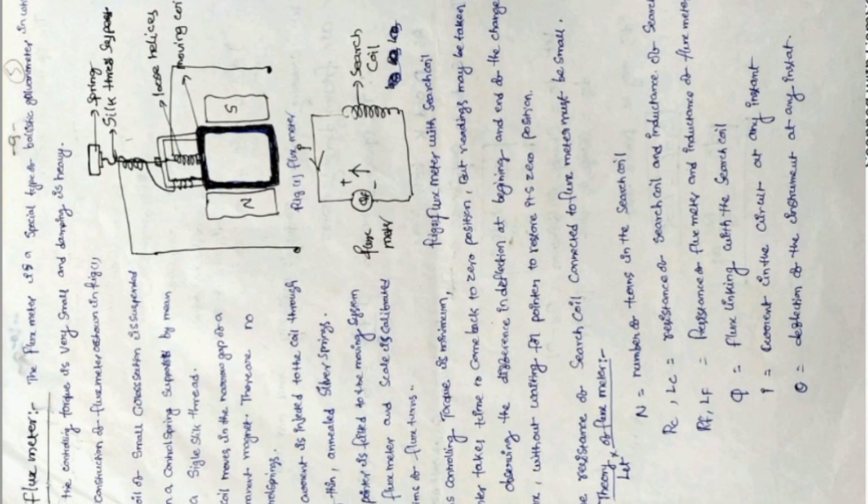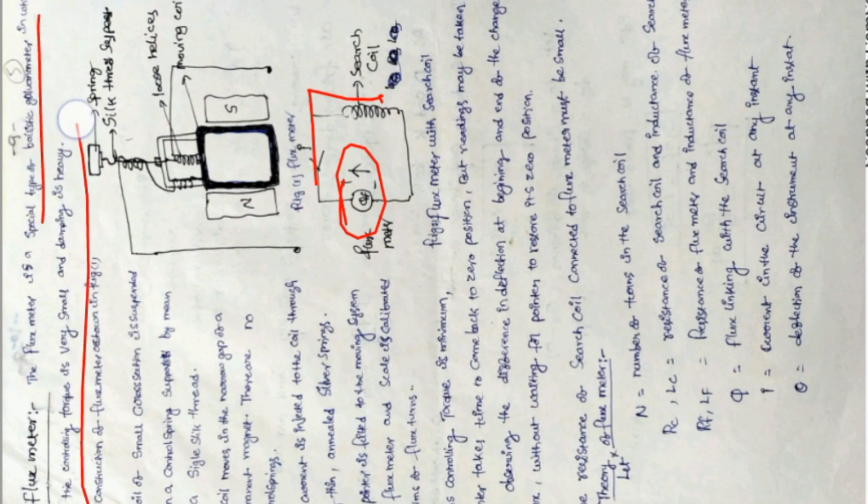A flux meter is used to measure the magnetic flux, the total magnetic flux passed through some area. A flux meter is a ballistic galvanometer connected with a search coil. Similar to that, a flux meter is a small special type of ballistic galvanometer in which the controlling torque is very small and damping is heavy. Silk thread suspension is used for the flux meter, hence the damping torque is heavy whereas the controlling torque is very low.